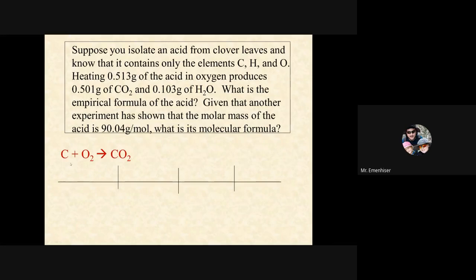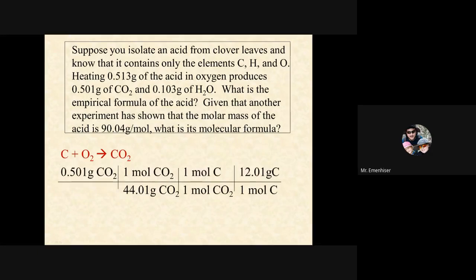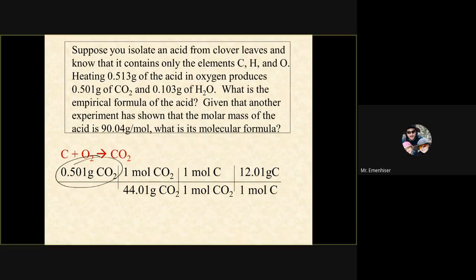So here are our 2 reactions. Carbon plus O2 makes CO2. So we're taking the 0.501 grams of CO2. Let's convert it to moles of CO2. What we're trying to do is determine how much actual carbon, what is the mass of carbon from the original sample? All of the carbon from the original sample was converted into CO2. We have the mass of CO2 here, 0.501. And so we're going to convert it to moles in this step.